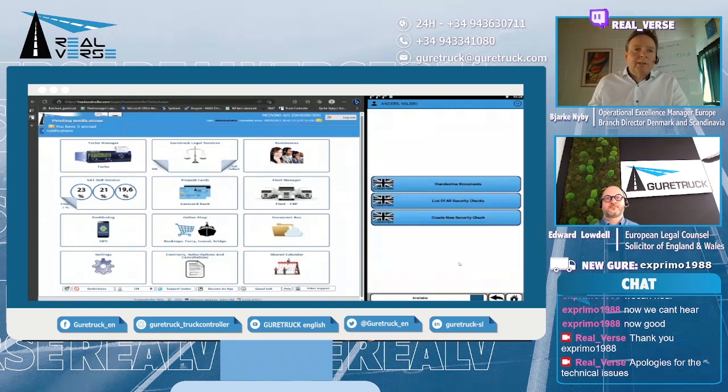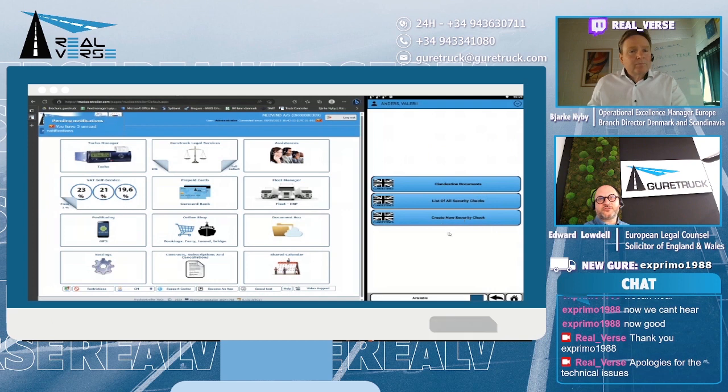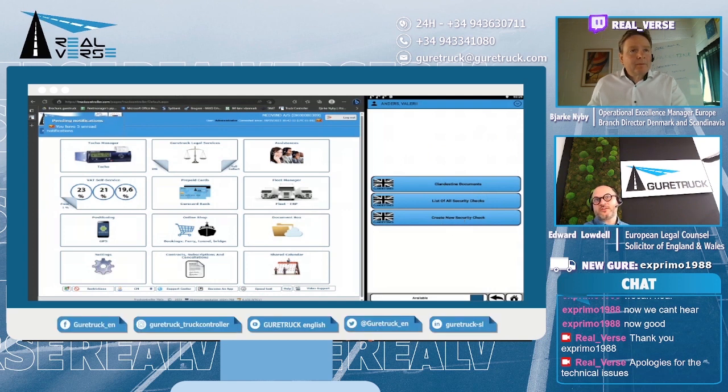So this is what I will tick, and here we come into the 3 different buttons that we have on Andres' device. We have the clandestine documents, we have the list of all security checks, and we have to create a new security check. So I'm not sure, should we create a security check now, Edward? Yes, I think the first 2 issues that I spoke about were the subscription, and then later on creating the checklist. So I think it's the right time to go through creating a checklist.